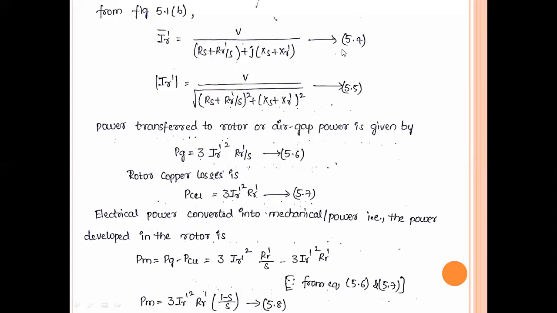This is represented as equation 5.4, and the magnitude of this value can be calculated as this. In order to get the Z magnitude, the square root of resistance square plus reactance square is used to calculate the magnitude value. These are the basics that we can learn from electrical circuits. And this equation is represented as 5.5.